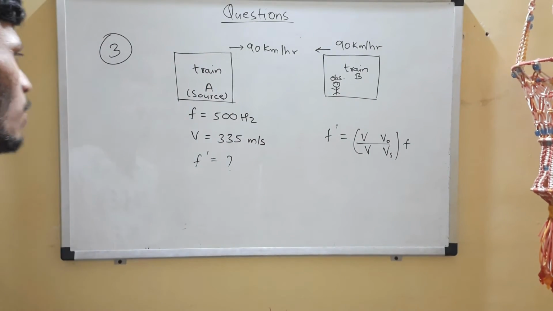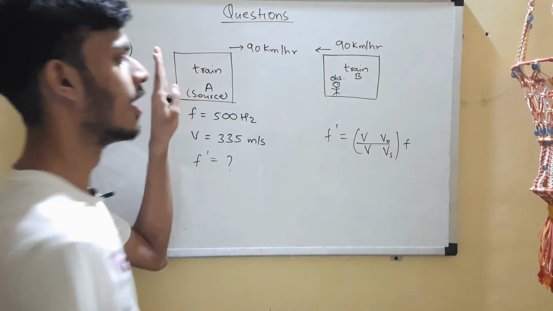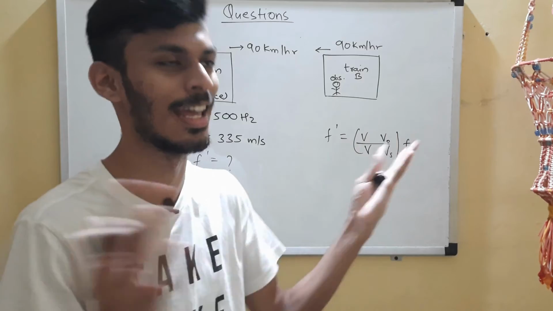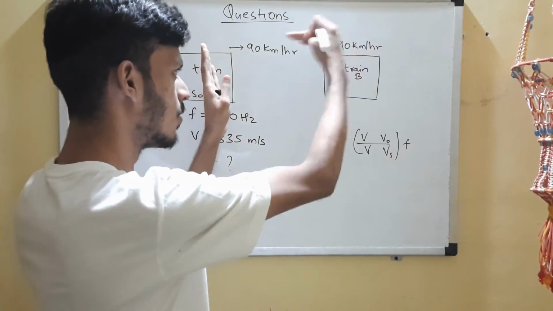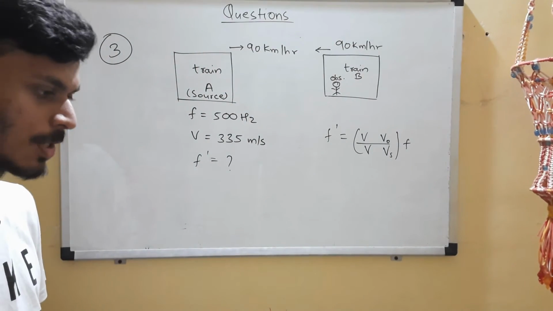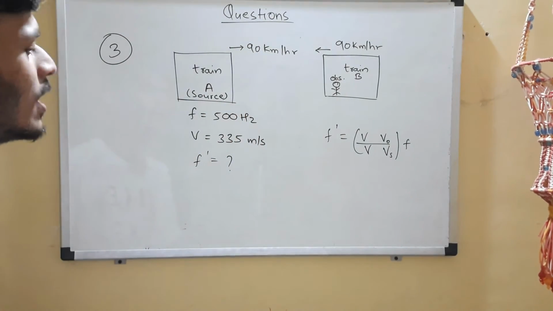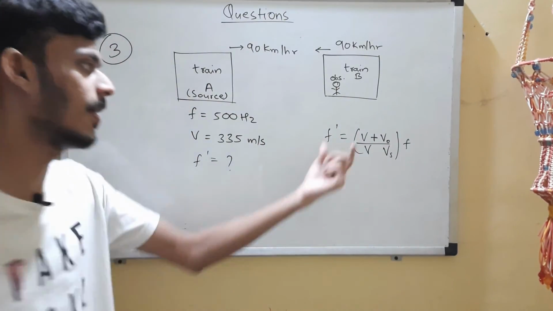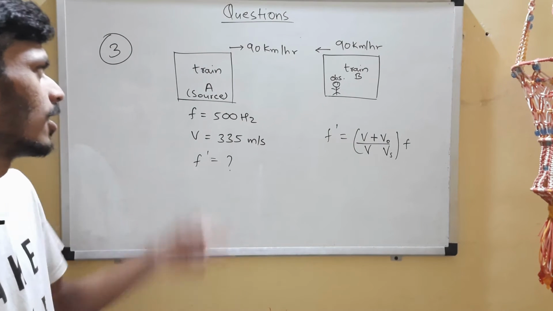Okay, so now let's think about the signs. You can see that the observer in this train is moving towards the source, right? In fact, both of them are moving towards each other. So it's the first case, plus and minus. I remember it, but anyways, let's think it through. The observer is moving towards the source, so it is trying to increase the frequency. How will you do it? By increasing the numerator, right? So plus sign, okay? You increase the numerator and that will increase the apparent frequency.